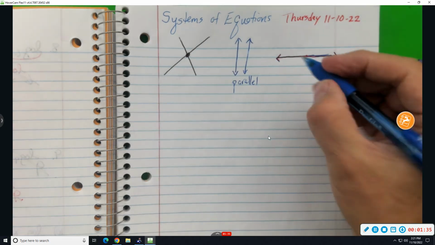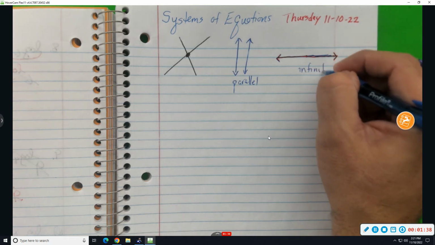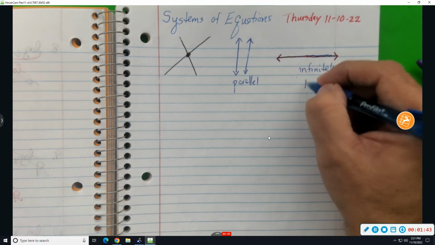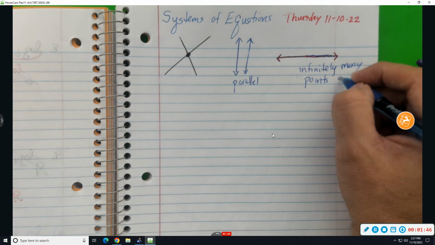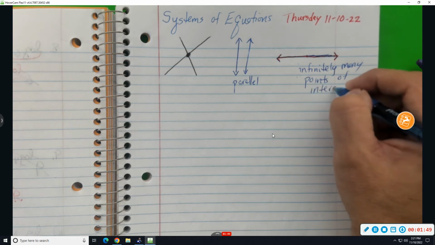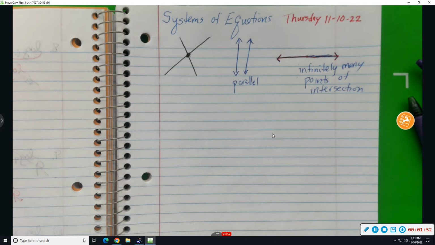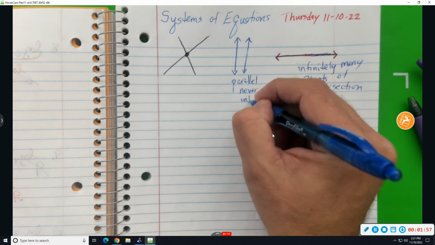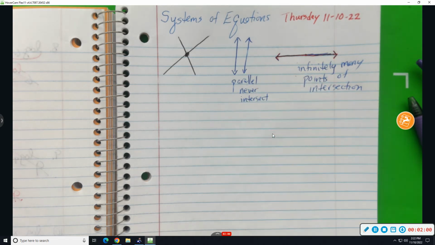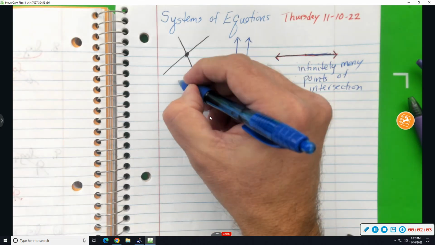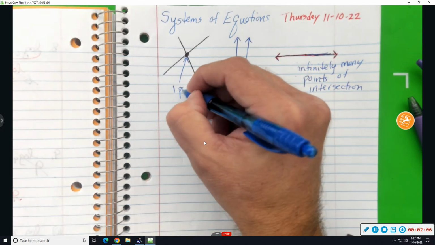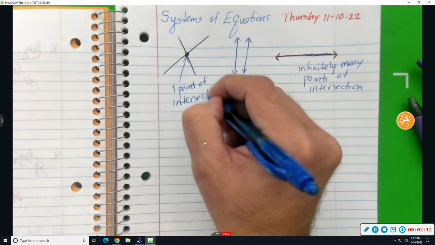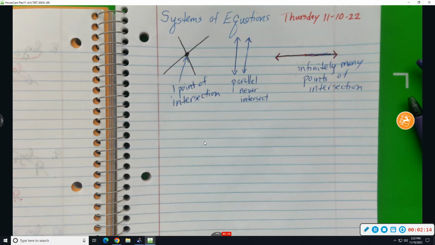One line on top of another line, those are called coincidental lines, and there are infinitely many points of intersection. Let me write that down. They're intersecting in every point, right? That's not very interesting. Parallel lines never intersect. But the most common situation is two lines intersecting in exactly 1 point. And so today we're going to look at methods for finding that point of intersection.